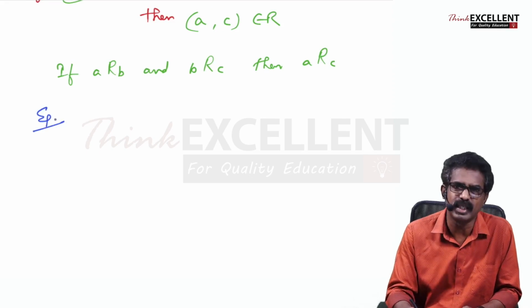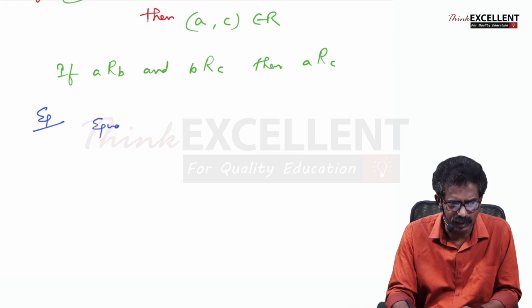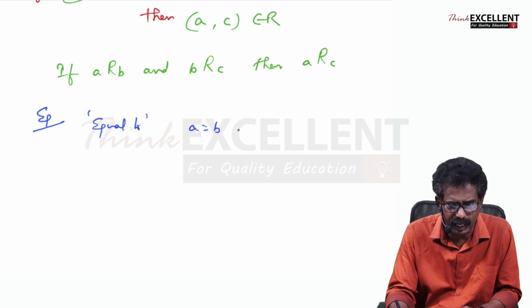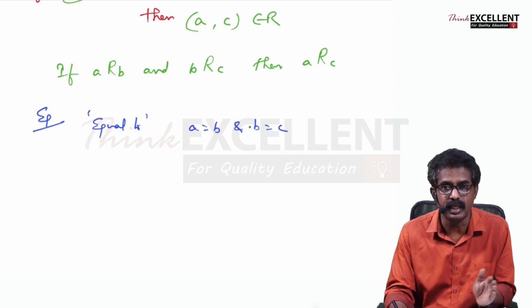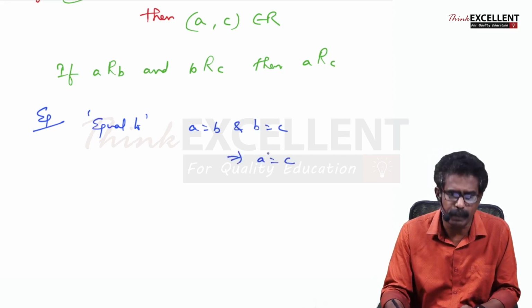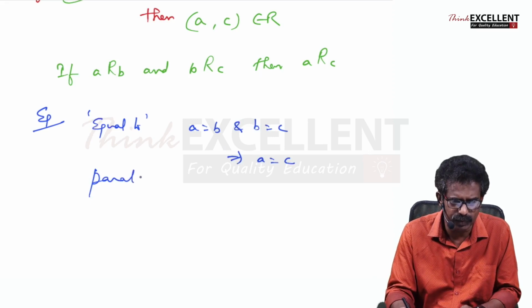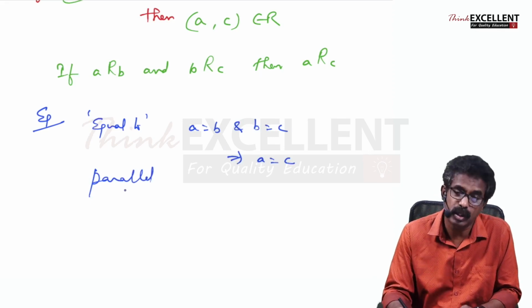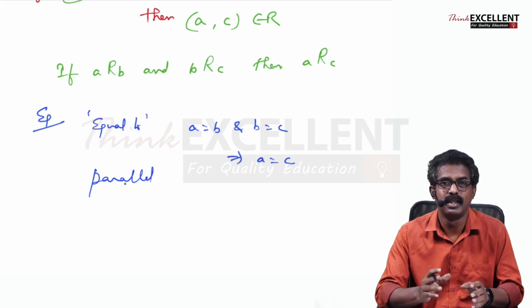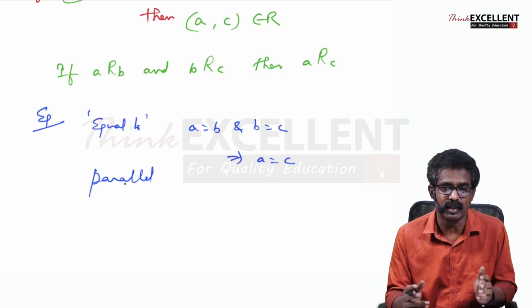So see some examples. For all this you can say equal to. Equal to is transitive because A is equal to B and B is equal to C, so definitely you can say A is equal to C. Parallel, you can say. Then congruent, you can say. Like that, some standard examples you remember so that in the exam time you don't need to waste time thinking about that.